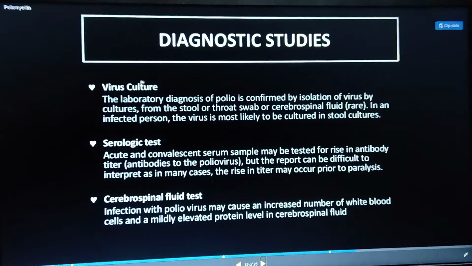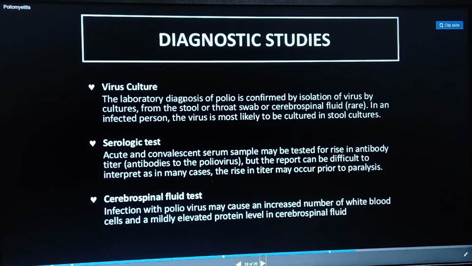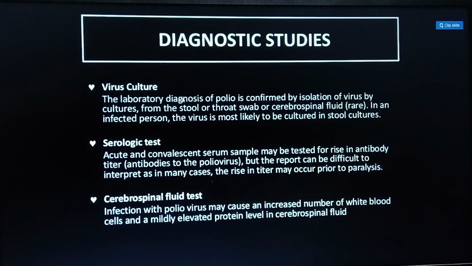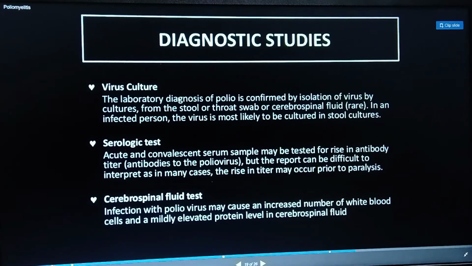What does virus culture mean? From the stool, throat or cerebrospinal fluid, they take a sample of the virus and do the culture. Culture means growth of the virus. Okay, isolating the virus by culture, meaning they add some nutrient agar medium for growth purposes. Next one is the serological test. In the serological test they take a serum sample and test it, observing the antibody titer in order to detect the paralysis.